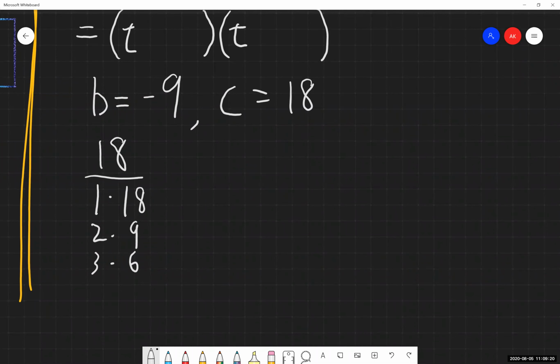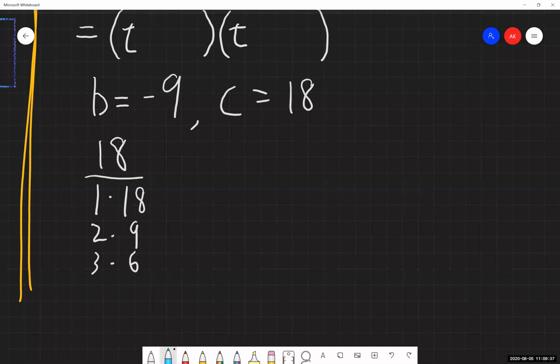Now I need to do sign analysis. We have the smaller numbers on the left, larger numbers on the right. Which column is going to be positive? Which one's going to be negative? Will they both be positive? Will they both be negative? That's what we need to figure out for ourselves.